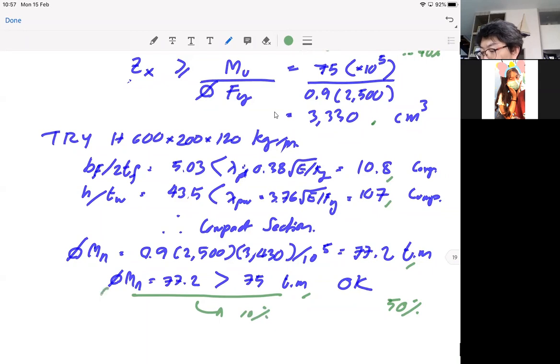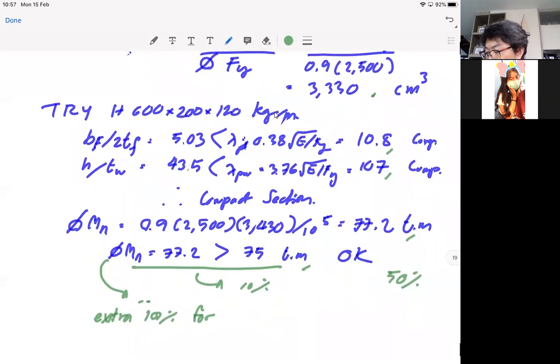And if you can do further, say, I picked this section because it is lighter than 500 by 300, but it has more moment of inertia and more plastic section modulus. If you can pick the proper section and state why, you get an extra 10%. Extra 10% for good engineering judgment.